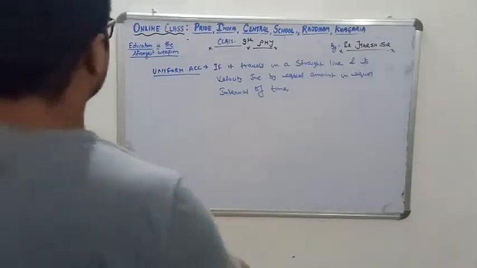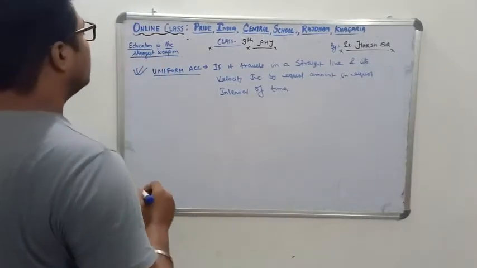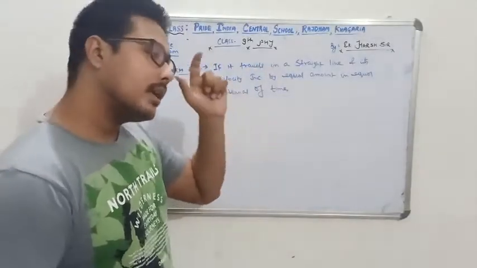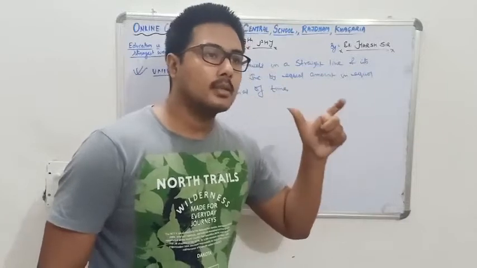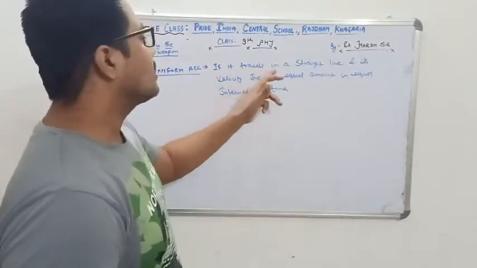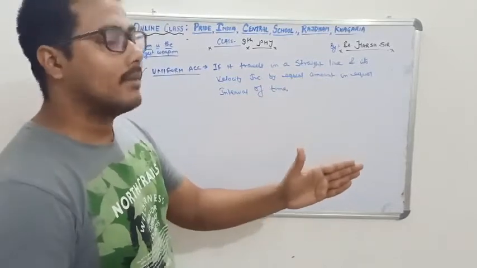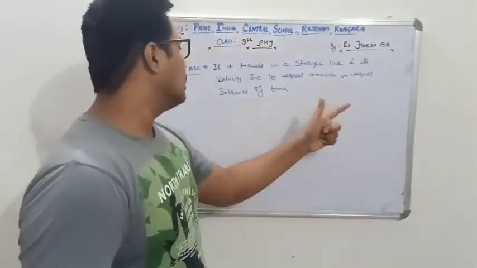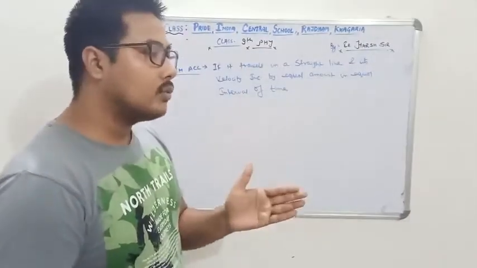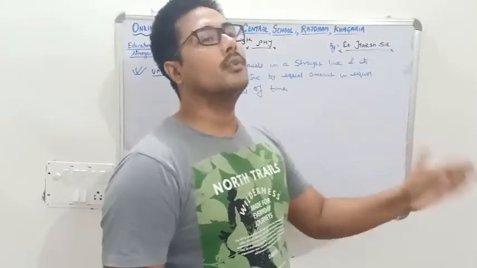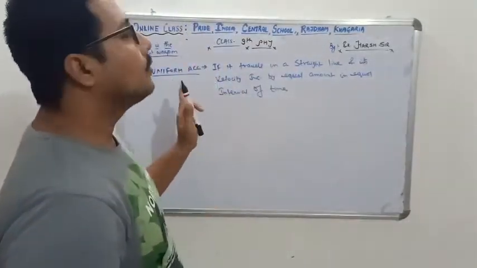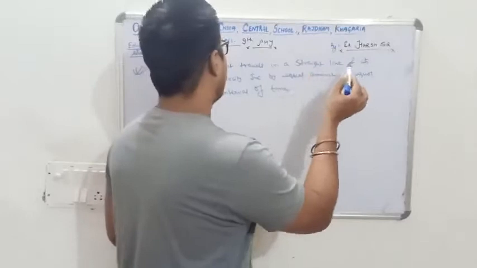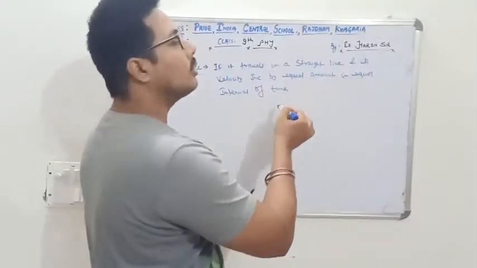Now we are seeing uniform acceleration. What is uniform acceleration? A body is said to be in uniform acceleration if it travels in a straight line and its velocity increases by equal amount in equal interval of time.